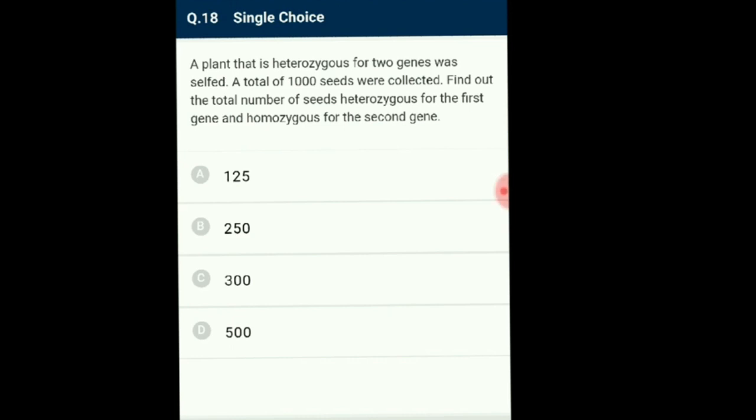Out of these, capital A, small a, capital B, capital B and capital A, small a, small b, small b are the only two genotypes which are heterozygous for the first gene and homozygous for the second gene. Thus, out of 16 possibilities, 4 possibilities satisfy the given condition. So out of 1000 seeds, the number of individuals will be 250, that is 4 by 16 into 1000. So the correct answer for this question is 250. Option B.